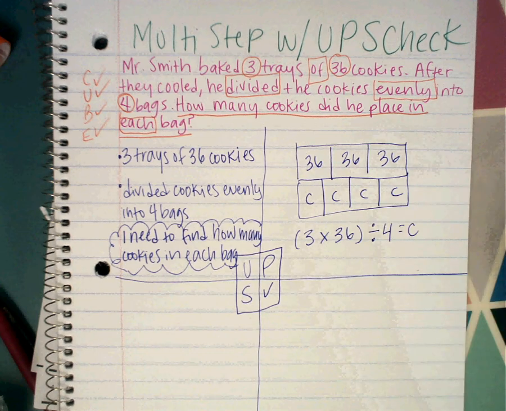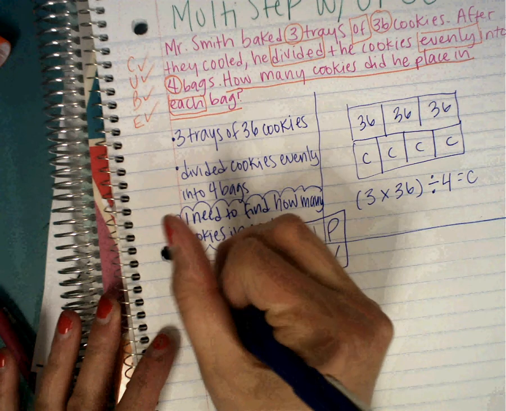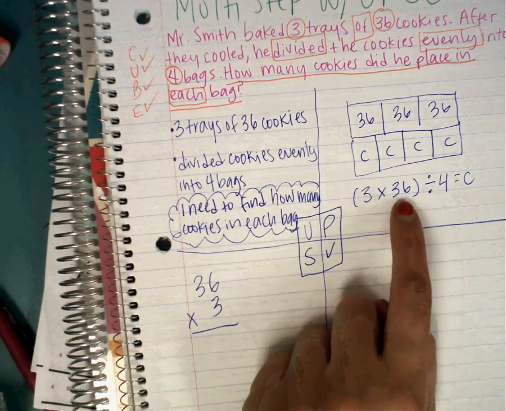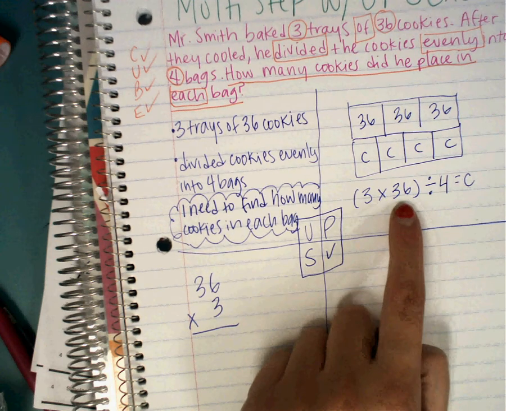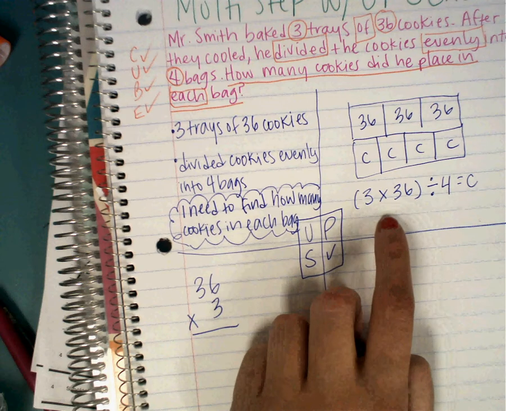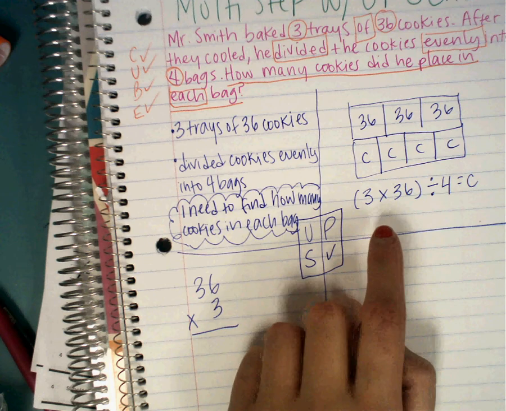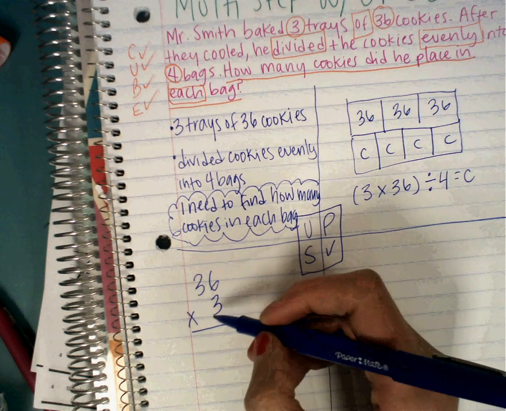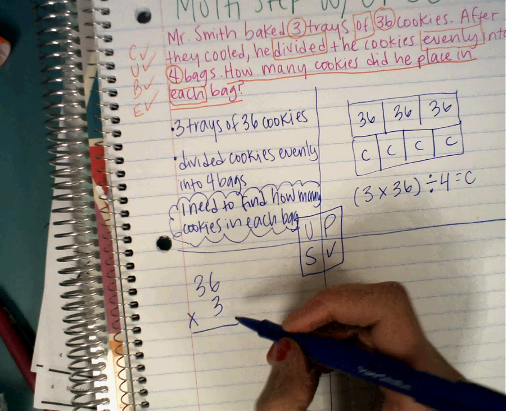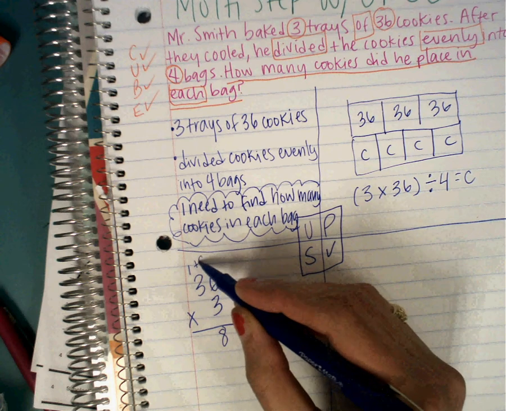Okay? So let's come down here and solve that. Let's do 36 times 3 first. That's the first thing we need to do, because I can't divide by 4 until I figure out what this is equal to right here, the total number of cookies. All right? Okay, so 6 times 3 is 18. 8, carry my 1. 3 times 3 is 9, plus 1 is 10, 108.